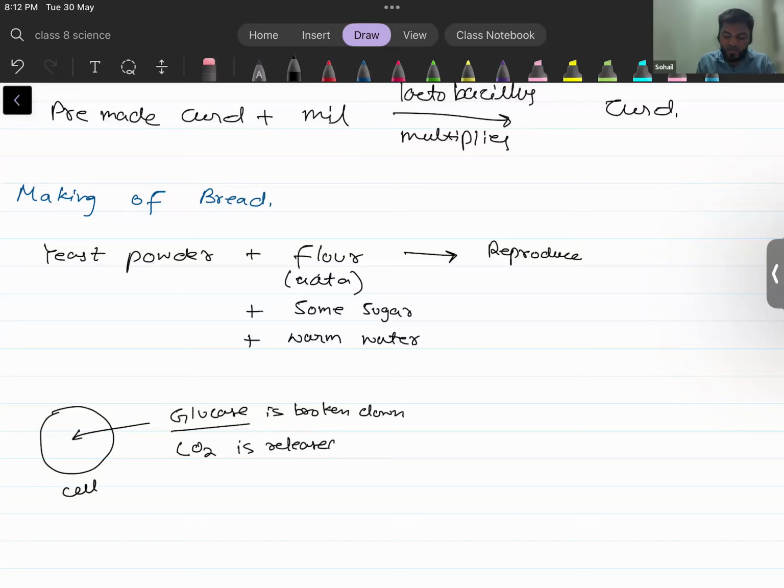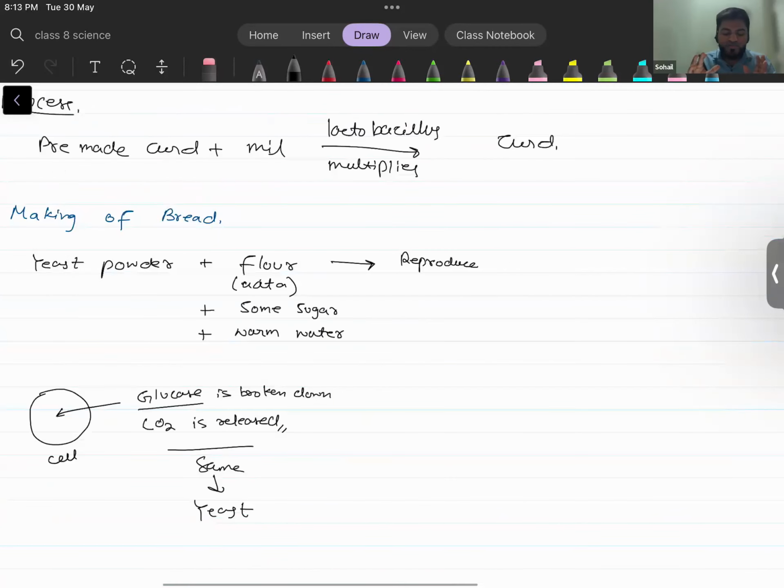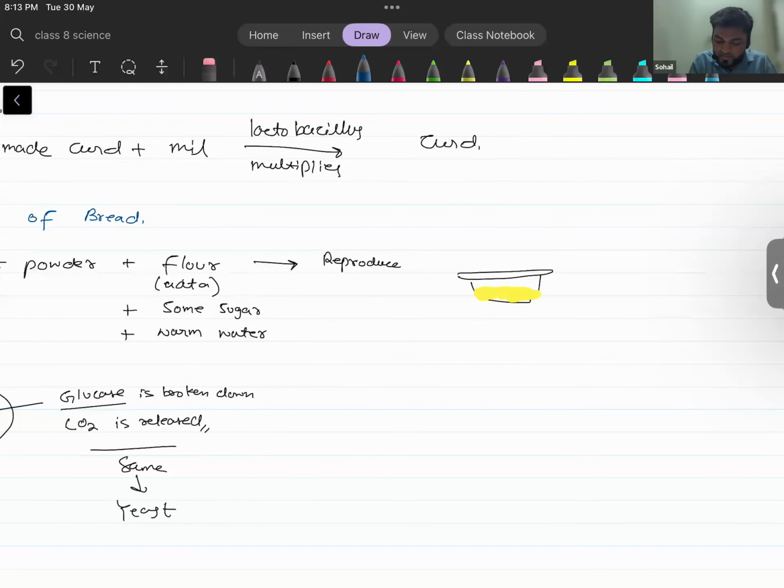What is released? Carbon dioxide. And the same thing happens in yeast also. They also break down the glucose and release carbon dioxide. Now where is all this process happening? All this is happening in the atta, in the flour, in the dough which you have made. Say there was a small amount of dough here. In the next step, it has started to rise.